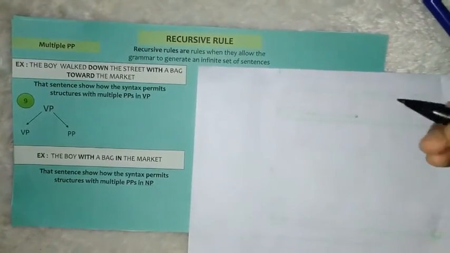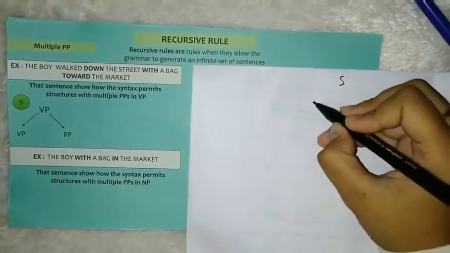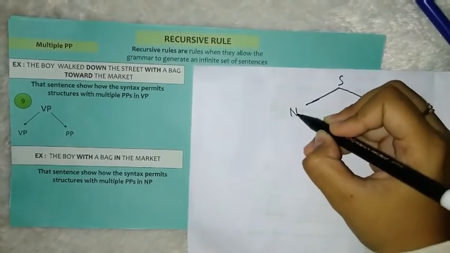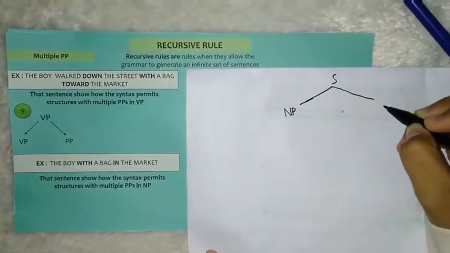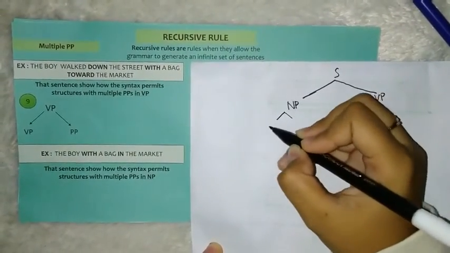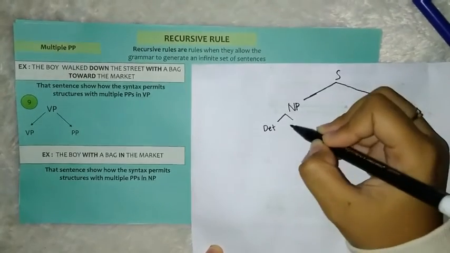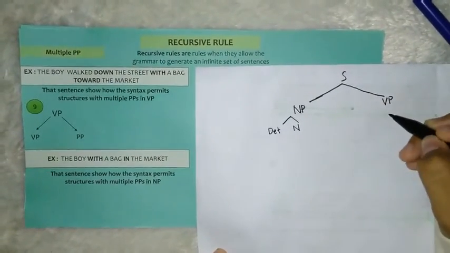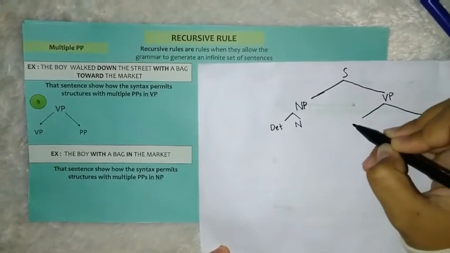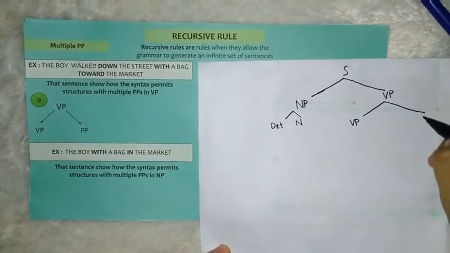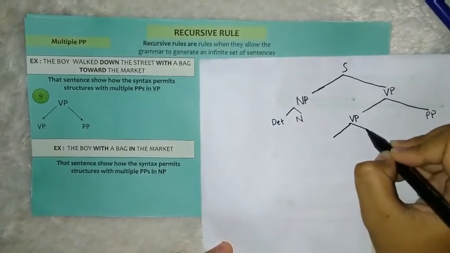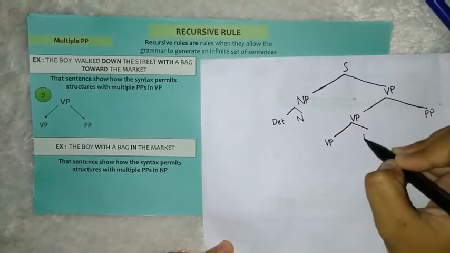Of course, the first is sentence with the noun phrase, and then verb phrase, which is noun phrase, of course, is determiner with noun, and verb phrase with prepositional phrase. And in here we still use verb phrase with prepositional phrase.